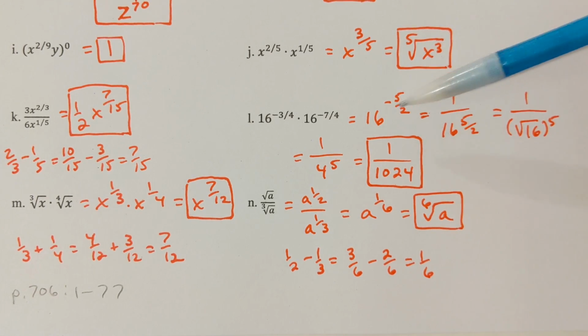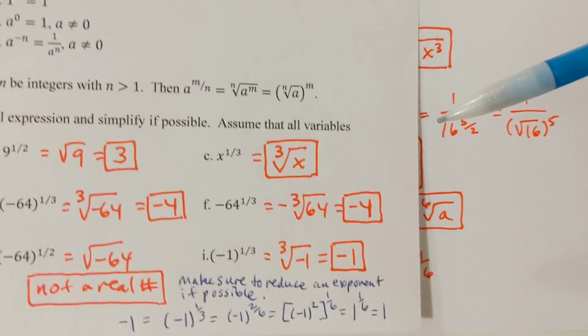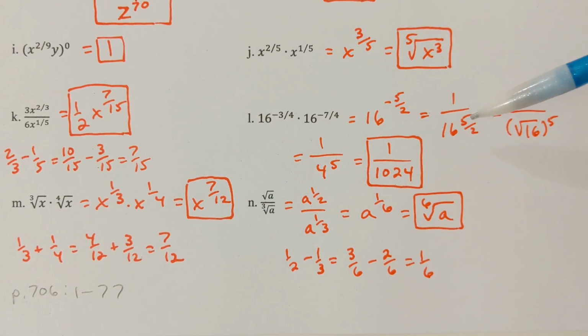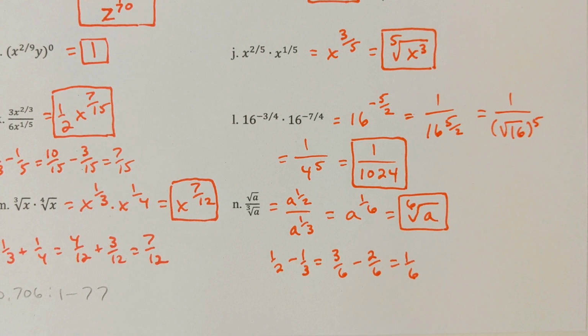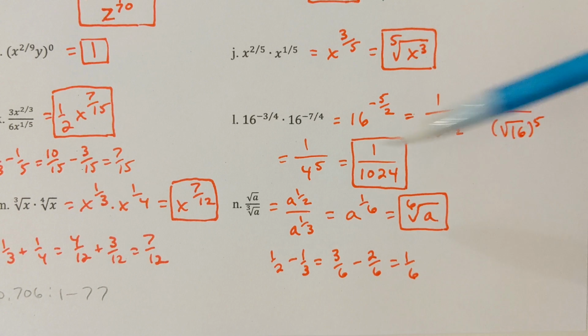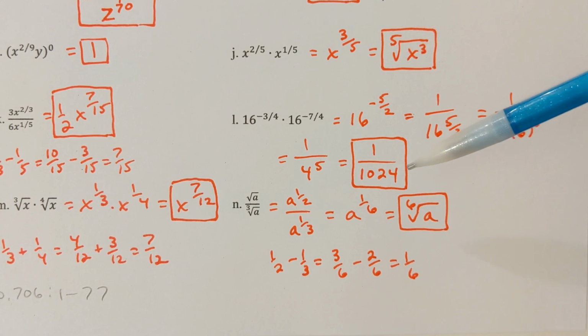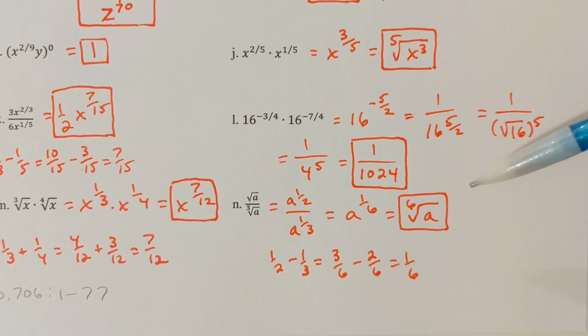And then I'm going to rewrite this expression so that the exponent is positive using law 8 here. 1/16 to the 5/2. Okay, now I've got to know what is 16 to the 5/2. Well, in a radical form, that would be the square root of 16 to the 5th. The square root of 16 I know is 4. 4 to the 5th would be 1,024. Okay, 4 times 4 times 4 times 4 times 4 is 1,024. So 1/1024 would be my answer in an exact form and also in a completely simplified form.